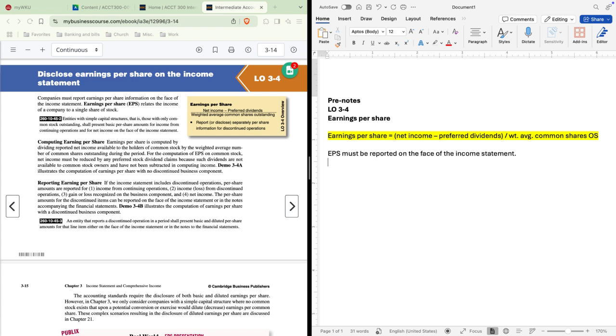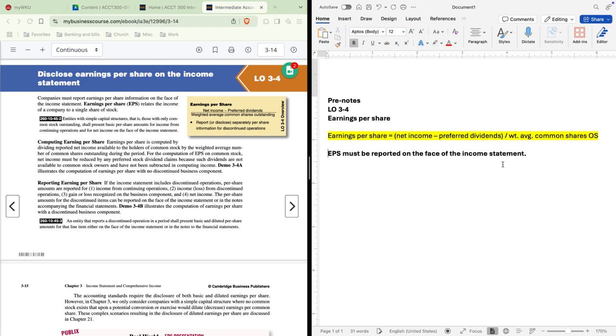So I'm going to write it down. And if the professor in class says, hey, you need to know for the exam where earnings per share is reported, then I'm going to come through and bold this in my notes during class, or maybe put a star by it or something like that to remind myself that that's really important to remember.